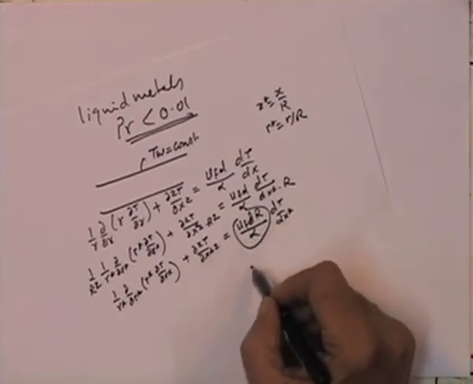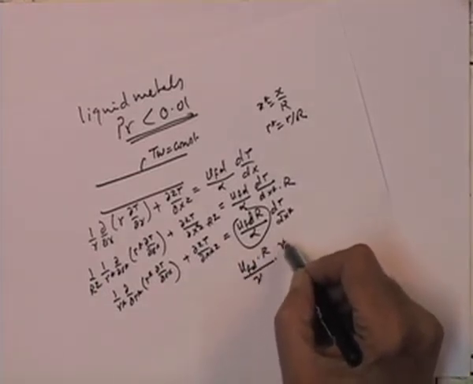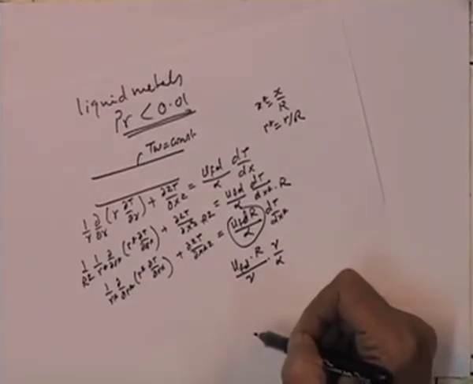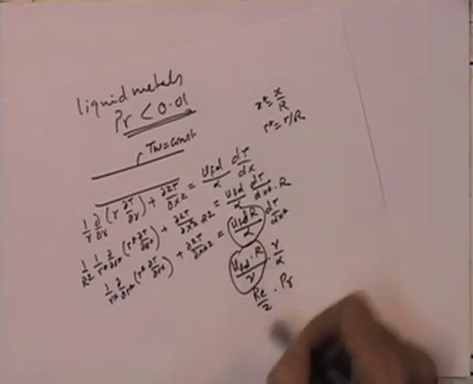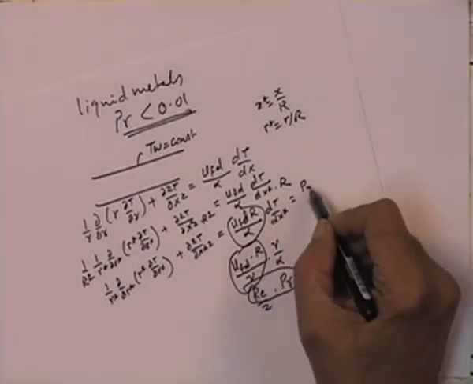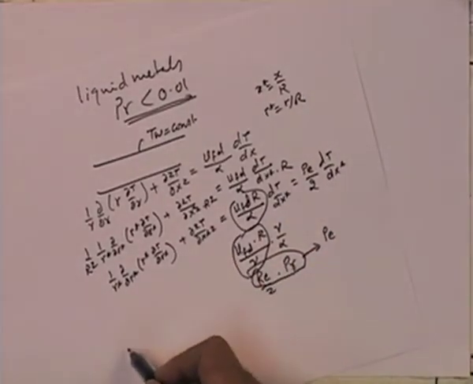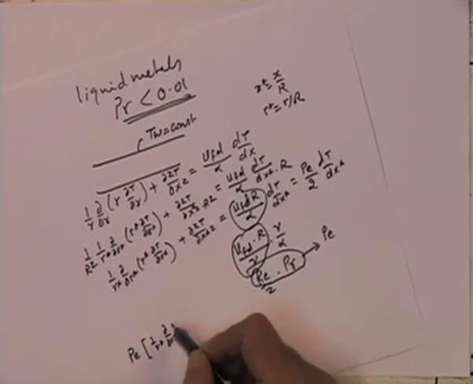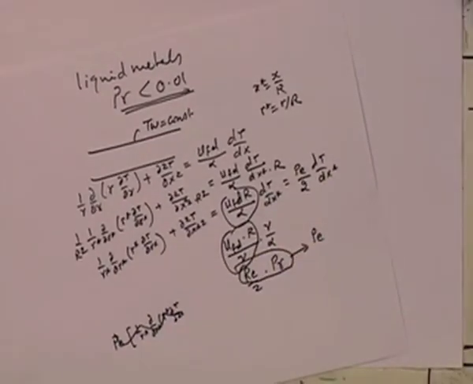And what is that? u_fd into R divided by nu into nu divided by alpha. If I do that, then you will see that this is Reynolds number divided by 2 and this is Prandtl number, nu divided by alpha. The product of Reynolds and Prandtl is called the Peclet number. So, this is essentially Peclet number divided by 2 dT by dx star. And therefore, the equation can be written as Peclet number into 1 over r star d by dr star of r star dT by dr star and so on and so forth. So, the Peclet number essentially determines the behavior of the solution.